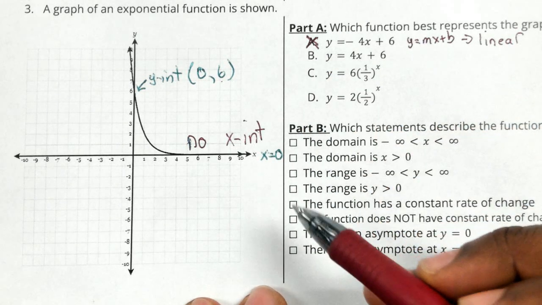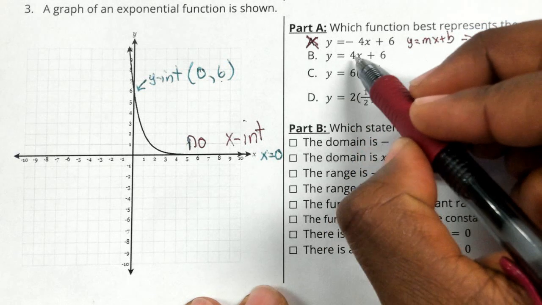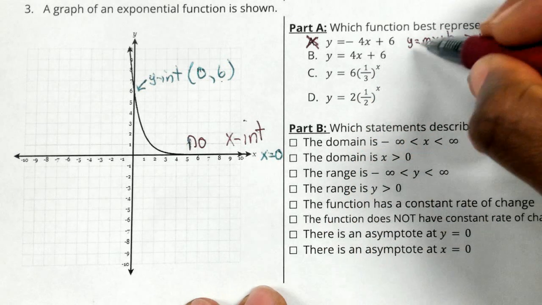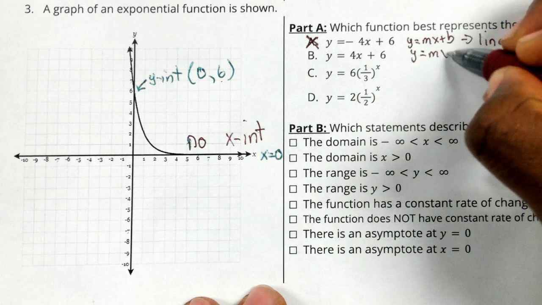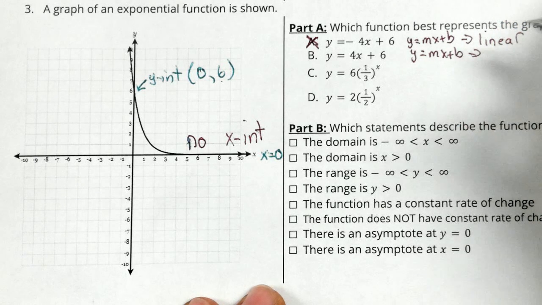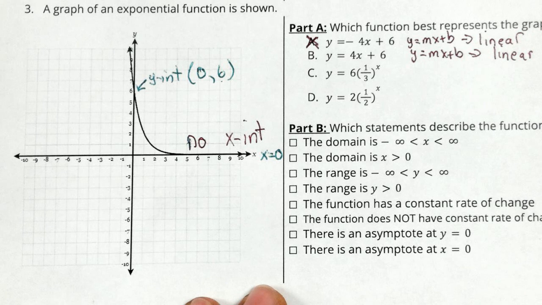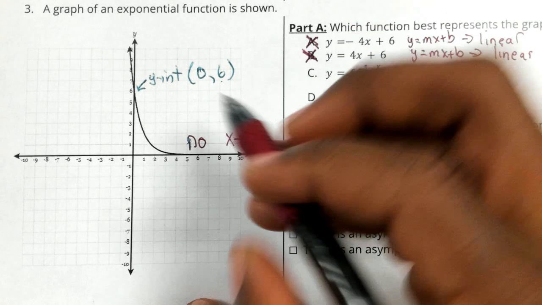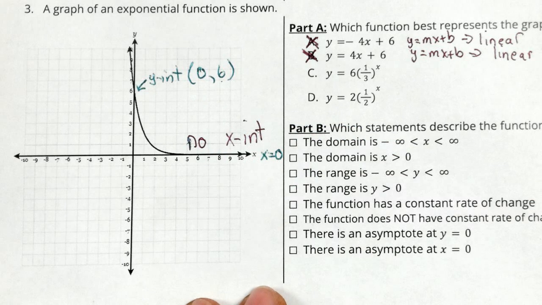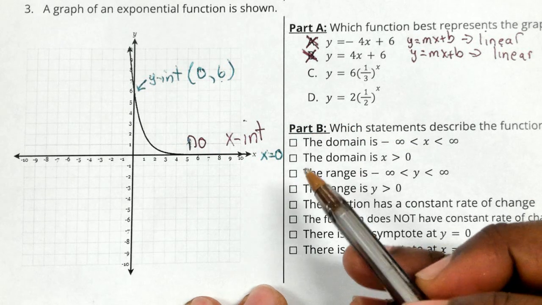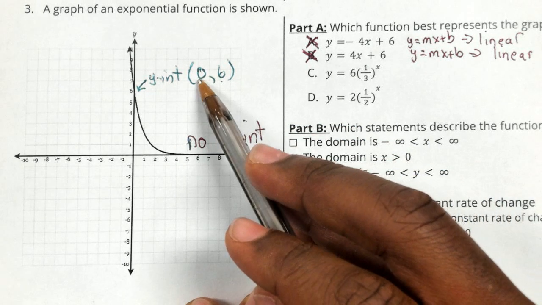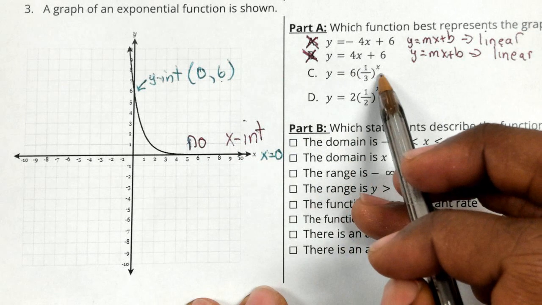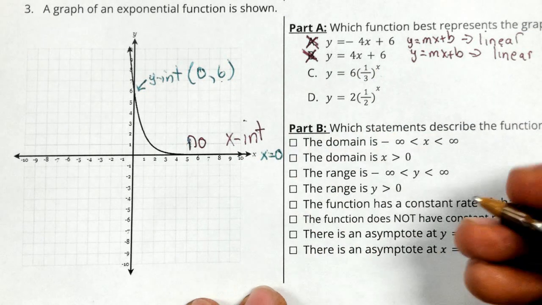We need exponential. This one also looks like y equals mx plus b, and y equals mx plus b is what, guys? It is linear. So this one is also incorrect without even using my information here. Now, I'm going to need to use the information here. I'm going to plug in 0 for my x and see if I get 6 for my y.